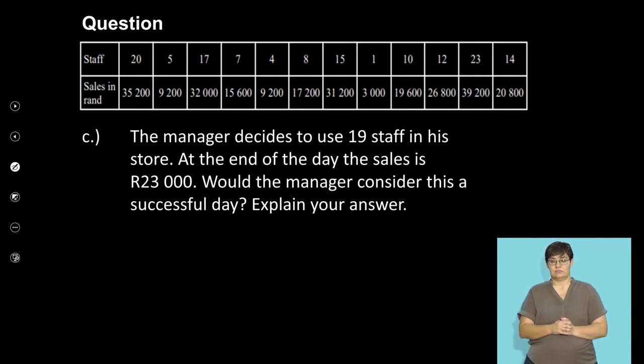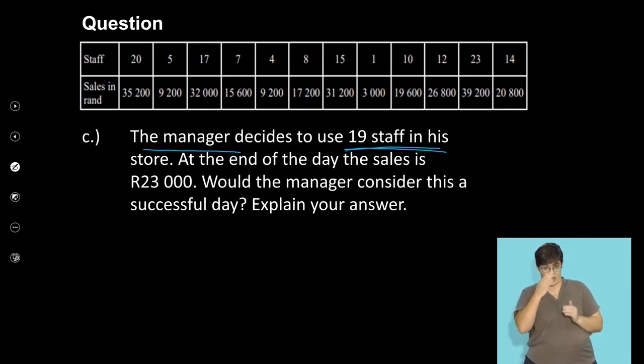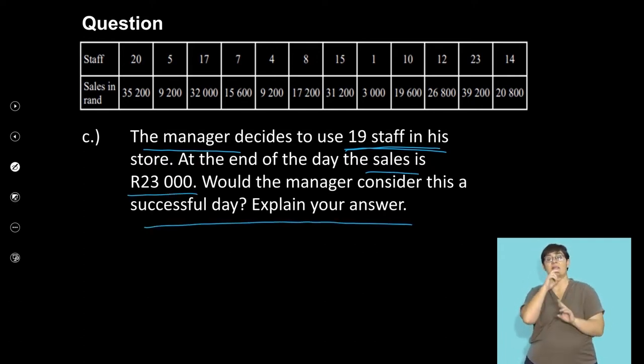Now, the manager, so we still have the same data, decides to use 19 staff members in his store. At the end of the day, the sales are at 23,000. Will the manager consider this a successful day? Explain the answer.